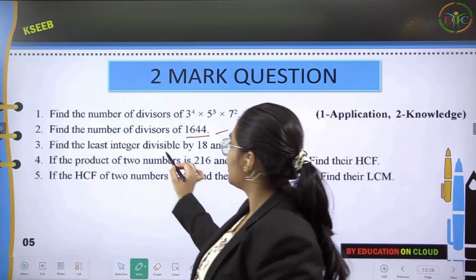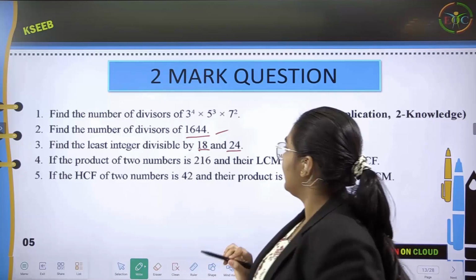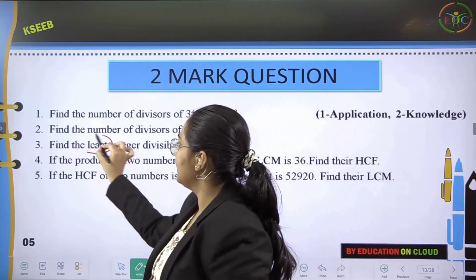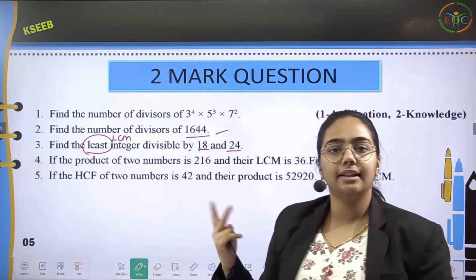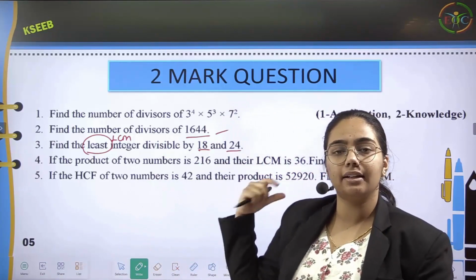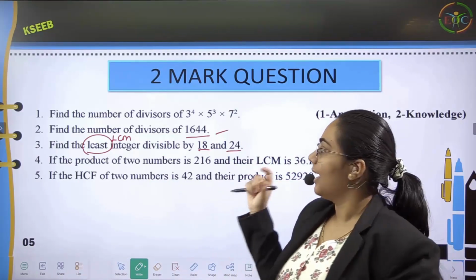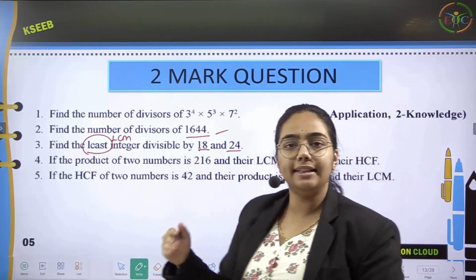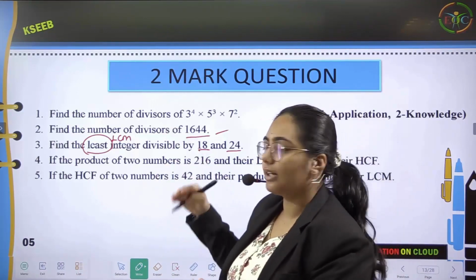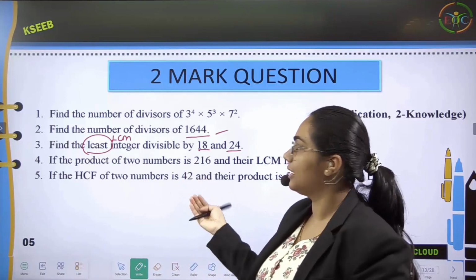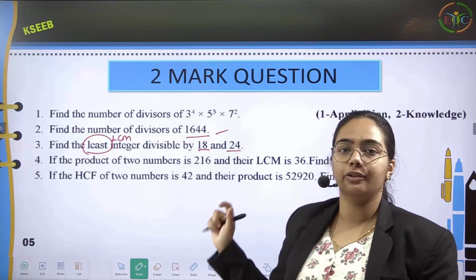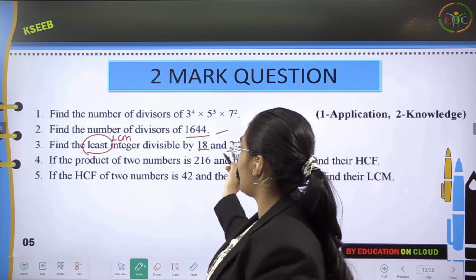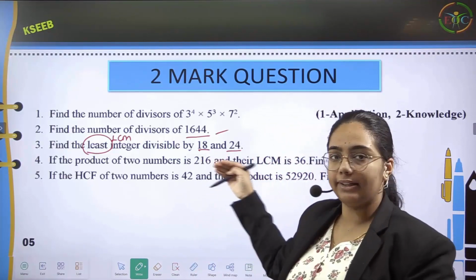So what is my next question? Find the least integer divisible by 18 and 24. So when it says least, we have to find LCM. Highest, greatest, something related to highest or greatest, HCF. So whenever it is least or something related to lower numbers, when it is least integer, you have to find out LCM. When it is greatest or highest, you have to find out HCF. So you just have to find out the LCM between 18 and 24.